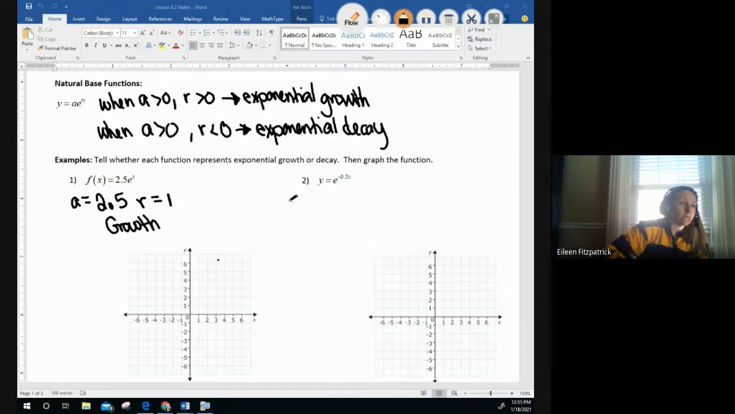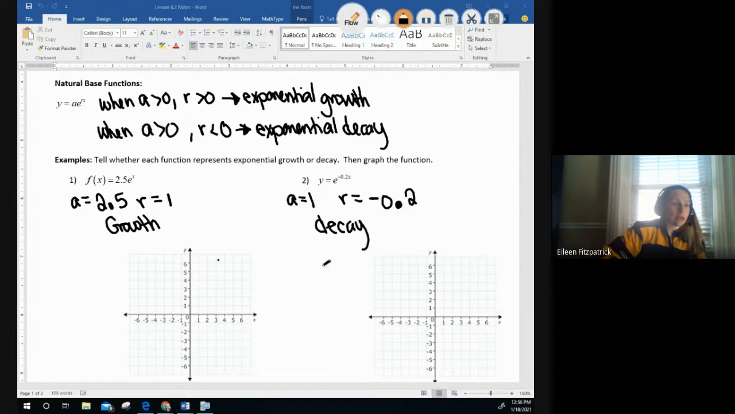For the next problem, the A value is equal to 1. The R value is equal to negative 0.2. Since the R value is less than 0, I know this is decay. In order to graph, we are going to be using our graphing calculators. And just like we did for the graphing in day 1 of lesson 6.1, we'll make a table and then we'll plot those points.